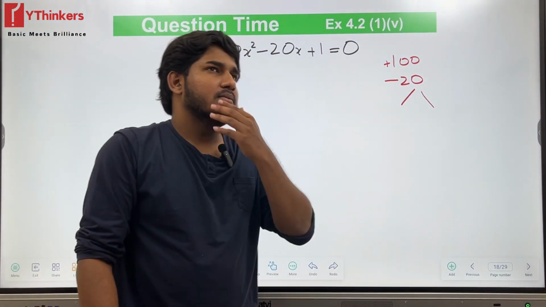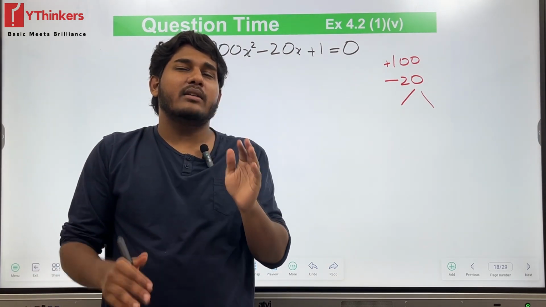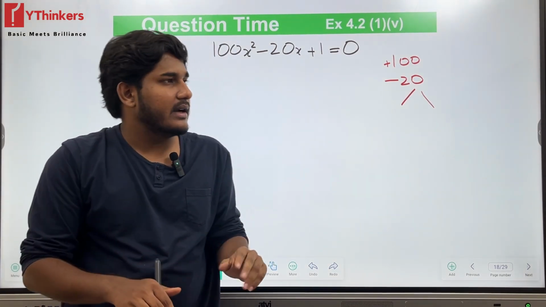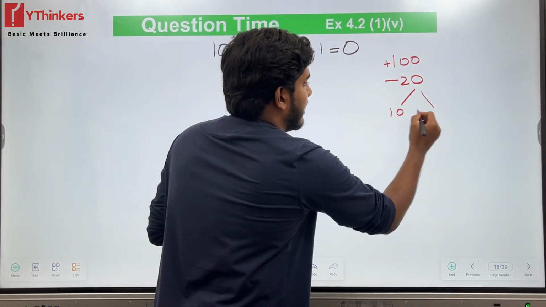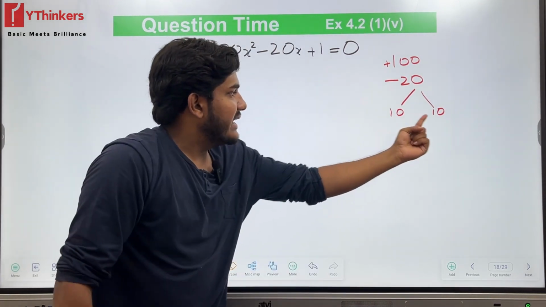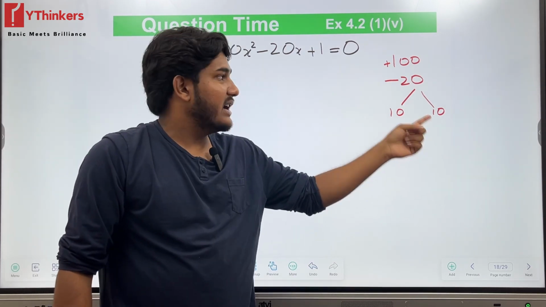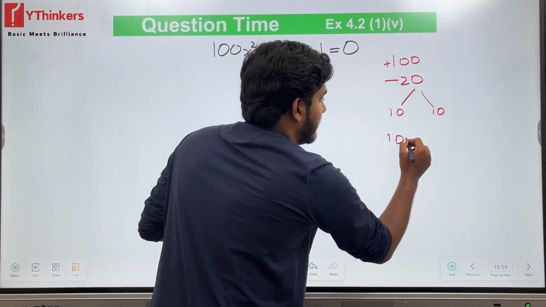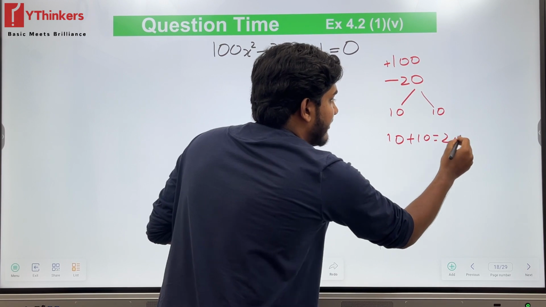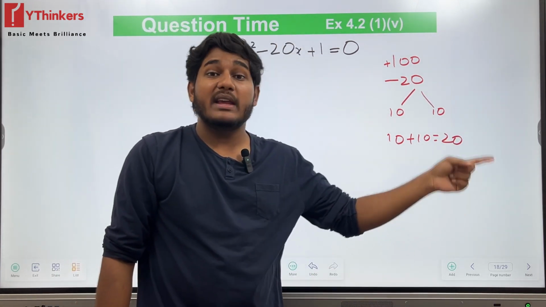Okay, let's see. 100, so can I write 10 tens are 100? Can I write that? Let's see. 10 10, correct. So 10 tens are 100. Yeah, first condition solved. If I add them, am I getting minus 20? Let's see. 10 plus 10. Oh no, it is giving me 20. It is not giving me minus 20.